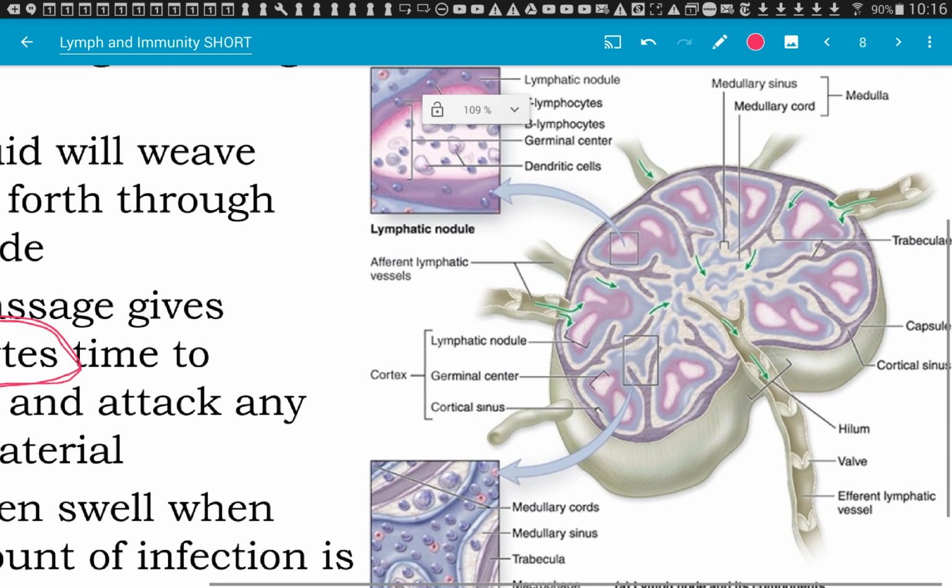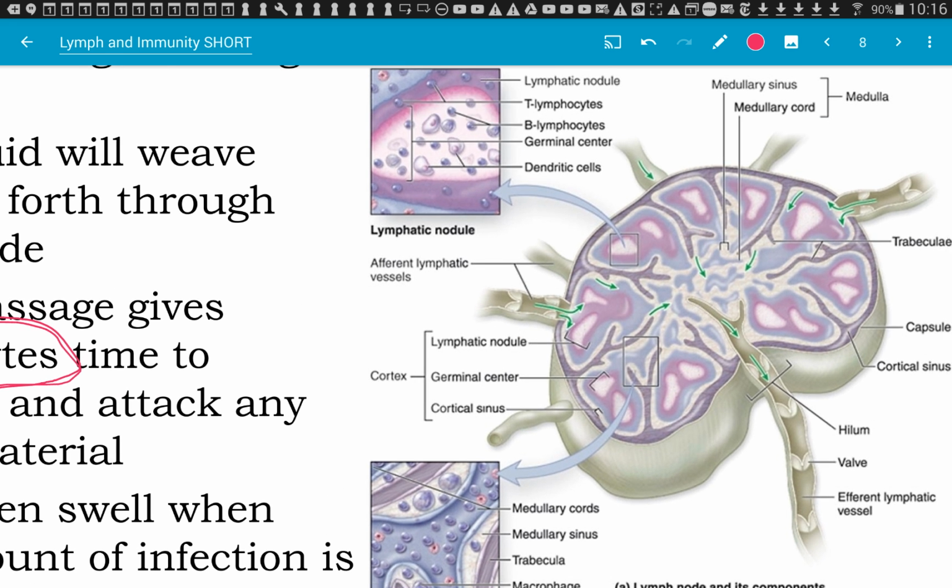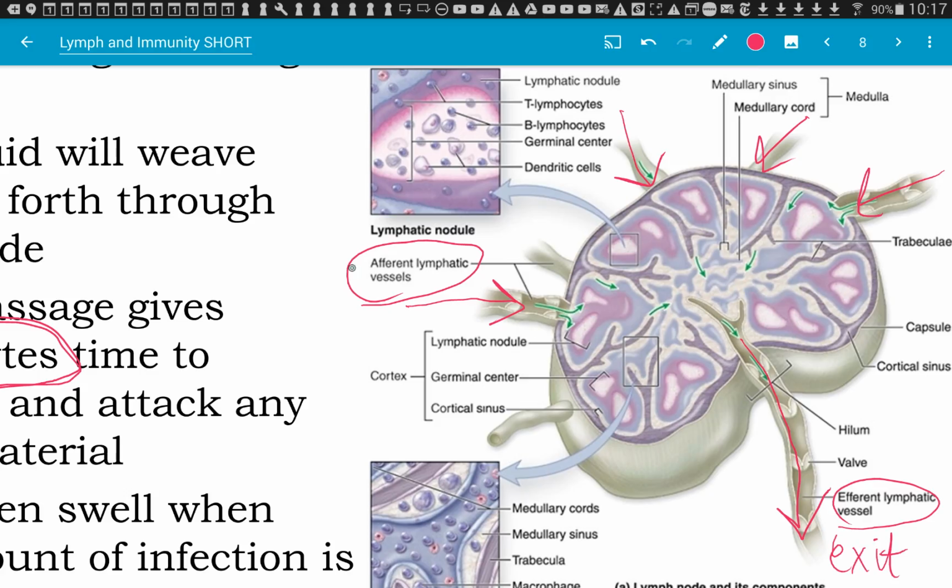So I'm going to zoom in on this picture real quick. Notice we have two types of vessels. We have afferent lymphatic vessels and then one efferent. So afferent is bringing lymph fluid in towards the lymph node, okay? And then fluid that has passed through the lymph node exits via one vessel called the efferent. So this is the exit. Okay, and afferent is going in.